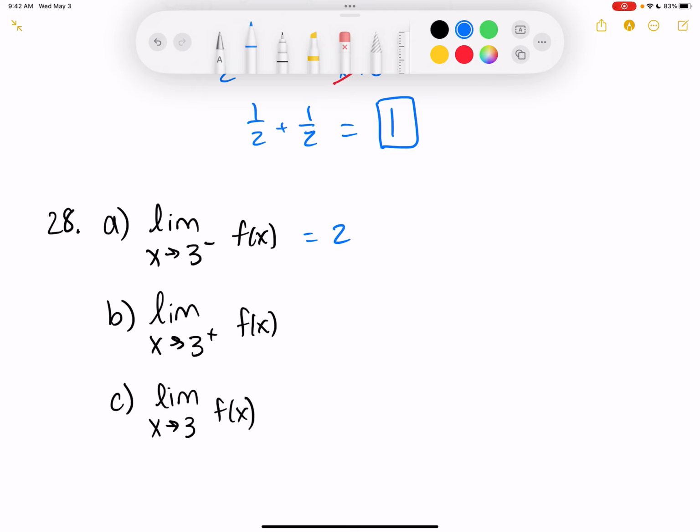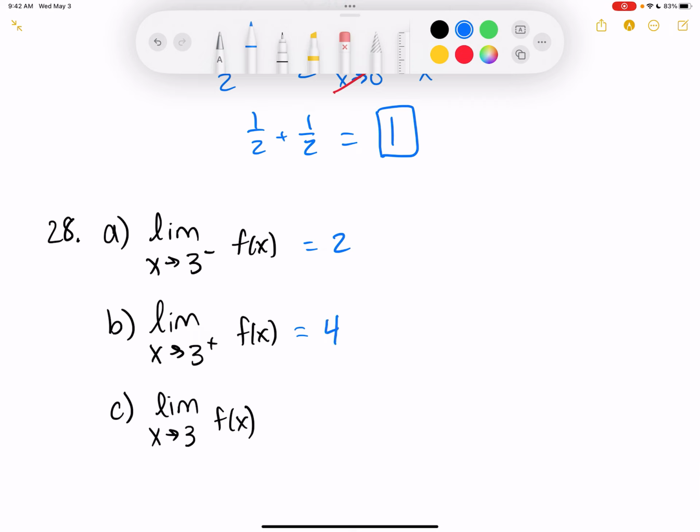Okay. You see that? That makes sense. So then from the right, we're looking at the other graph, the one on the right. It kind of looks like half of a parabola. If you get to x equals 3 from the right, what does y look like as you get close to 3? 4. So does the entire limit exist? No. Because the limit as x approaches 3 from the left is not equal to the limit as x approaches 3 from the right.